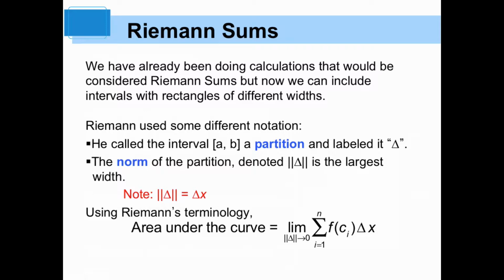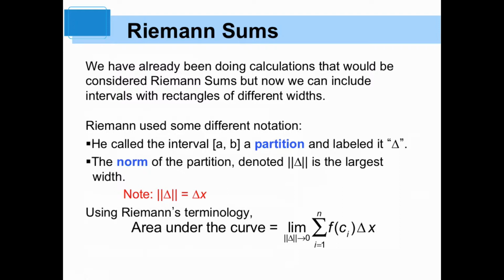We talked about this already. How do we get the most accurate answer? In other words, how do I cut down on the wasted space? We said we had two options. One was add more rectangles or make them smaller. So Riemann chose the approach of let's make them smaller.